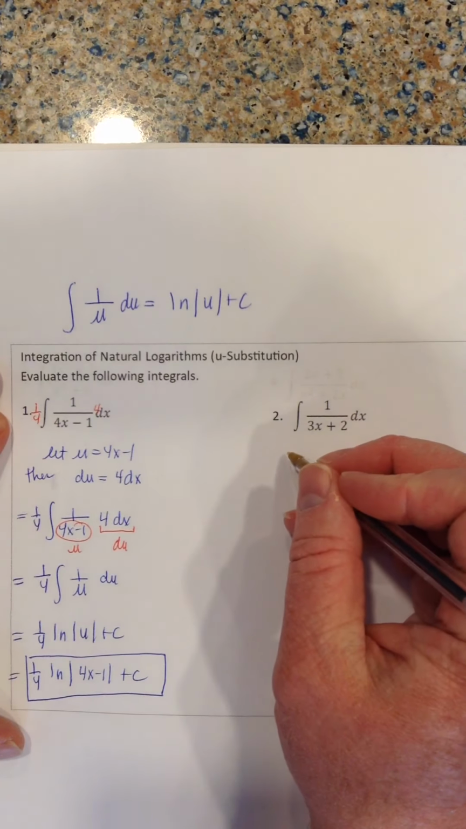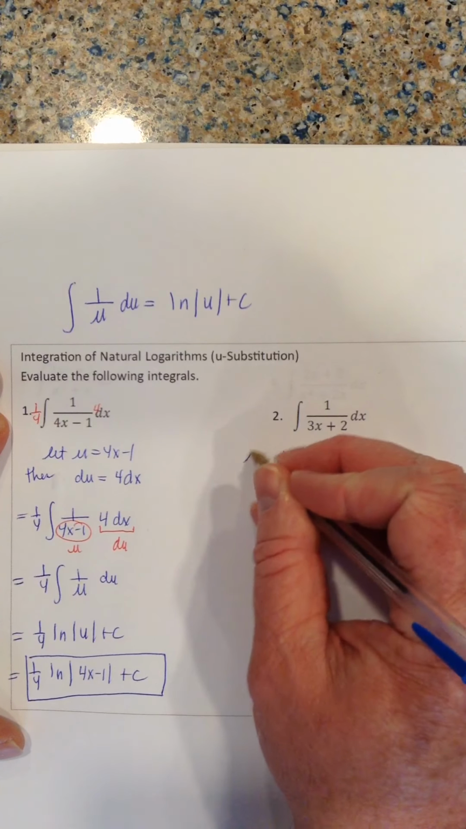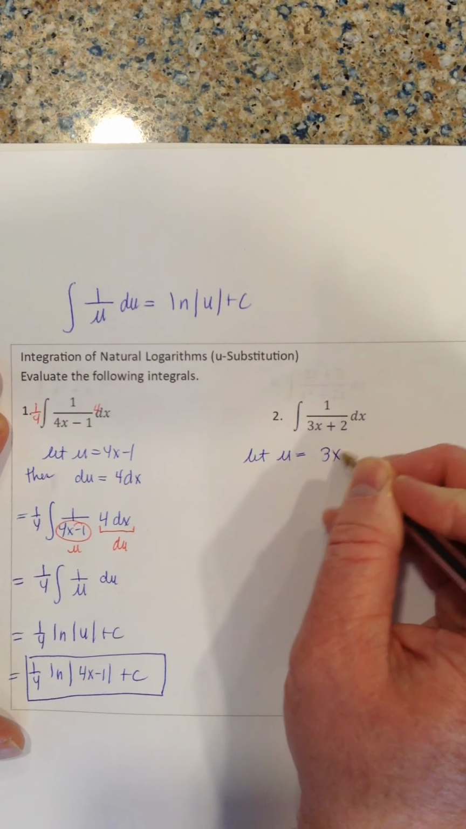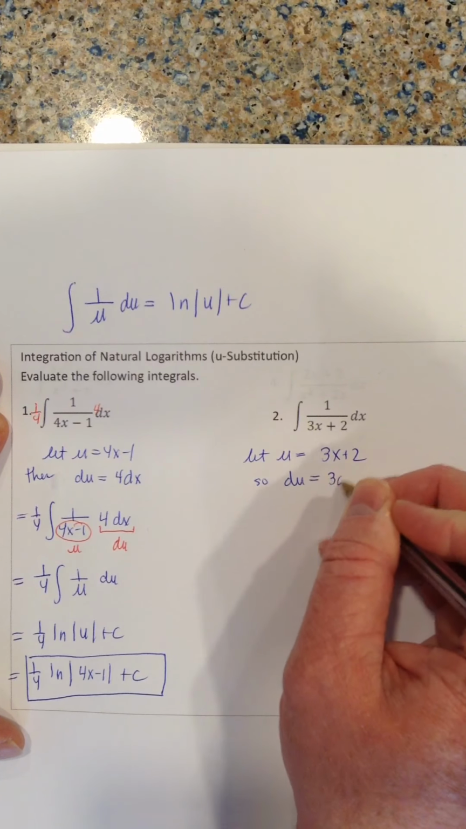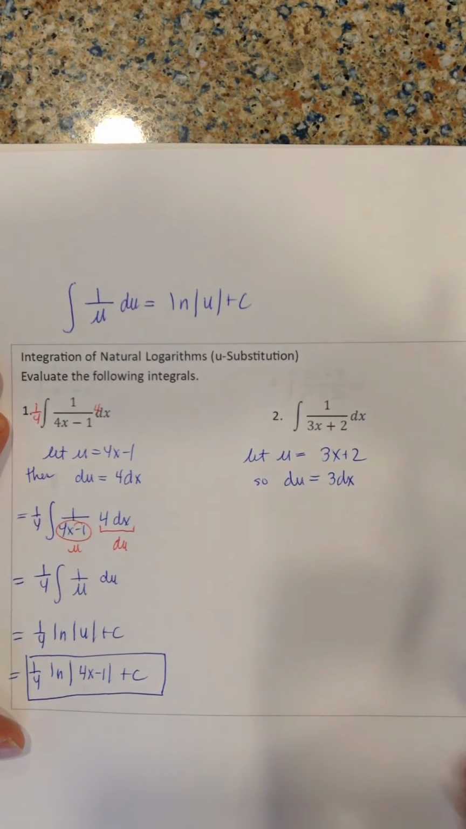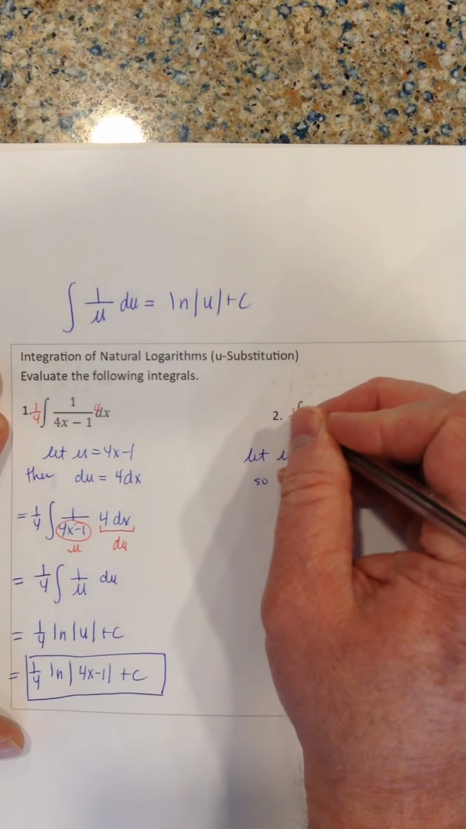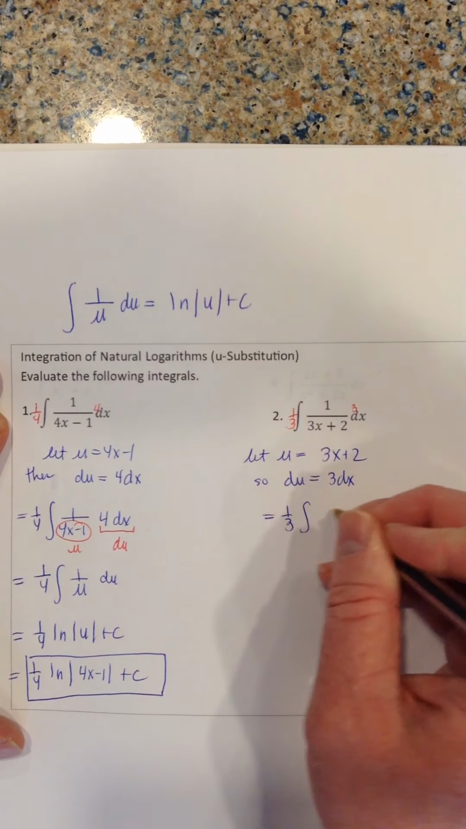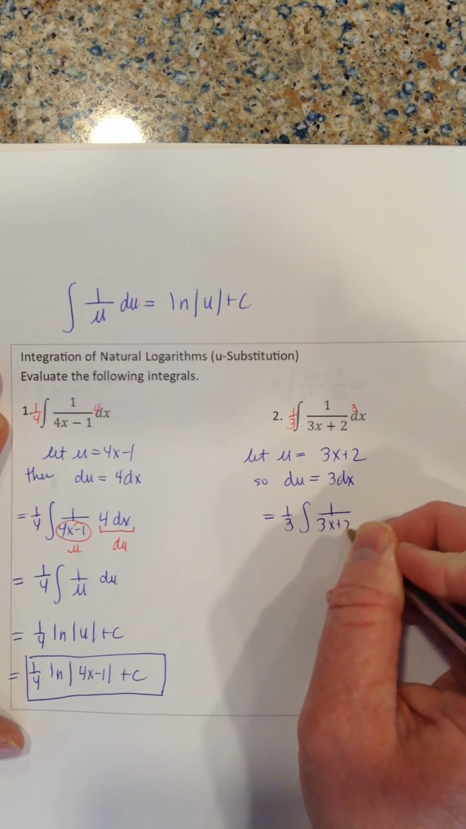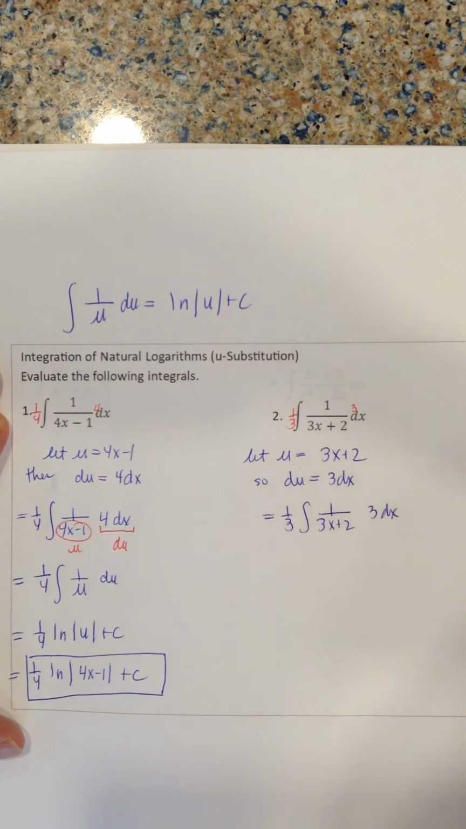Alright, well this is very similar. So I'm going to let u equal 3x plus 2. So du then is 3 dx. Well, I don't really have a 3 dx, so I'm going to put a 3 there and a 1/3 out front. So I get 1/3 the integral of 1 over 3x plus 2 times 3 dx.